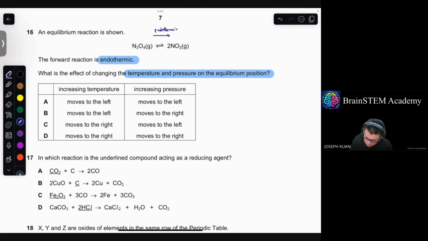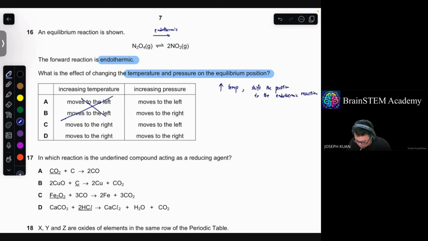Okay, the first change that is applied to this system is we are increasing temperature. When temperature is increased for a reaction that is in equilibrium, it will shift the position of the equilibrium to the endothermic reaction. So it should be moving towards the right hand side, not the left hand side.